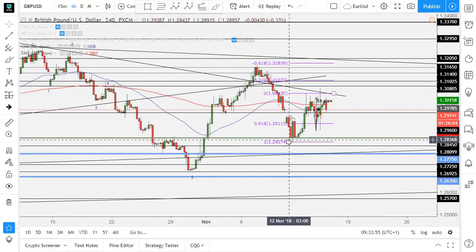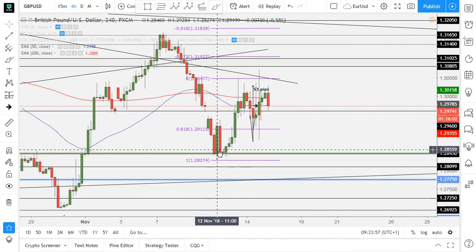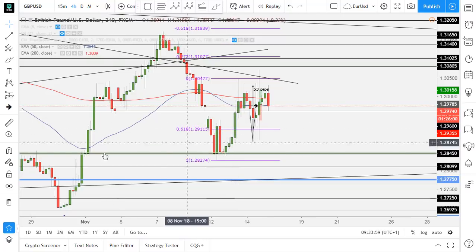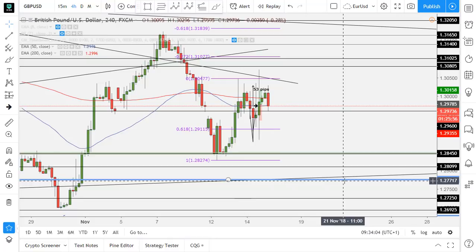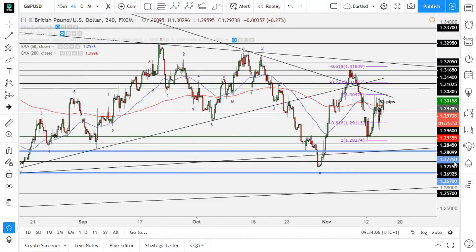We had a pullback from here, which also bounced off one of our daily levels, and then again gave us, look at this daily candle, it's similar to this one. So this indicates that the pound has some strength, and it picked up.